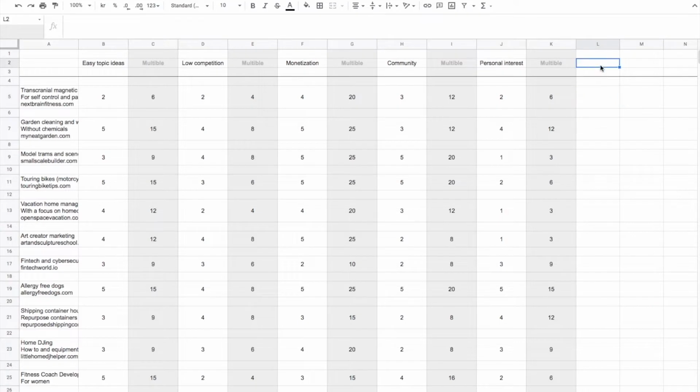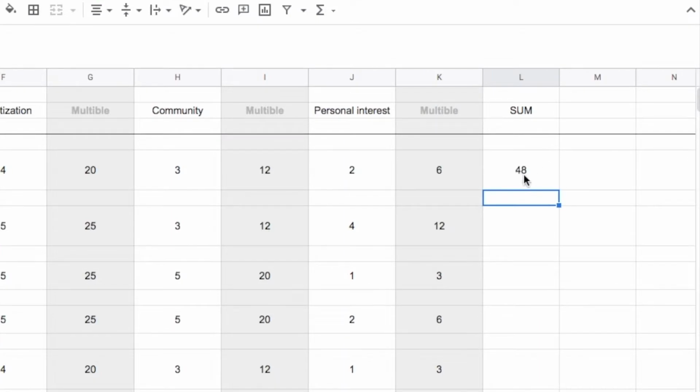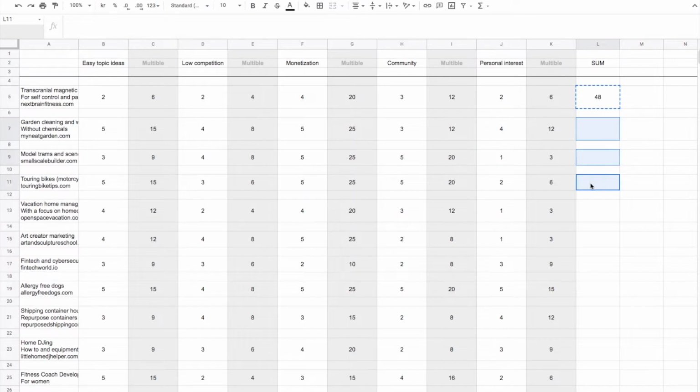So now I'm going to add up everything here, but I'm not going to add the number I gave it. I'm going to add up the multiple. So I'm going to take this plus this plus this plus this plus this one, and it gives me the value added score. And the same goes for everything down the list. And now we can have a look to see what topic scored the most.